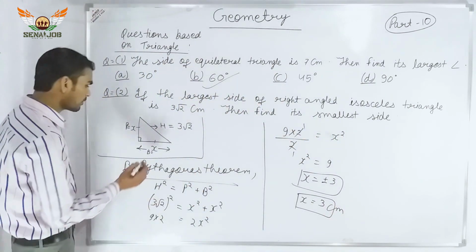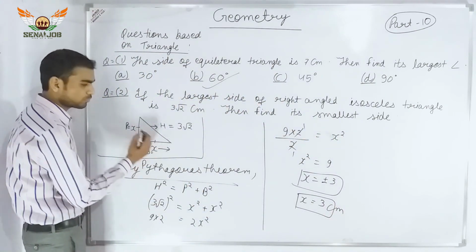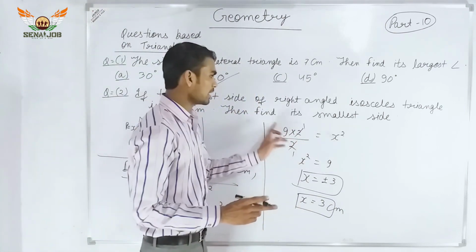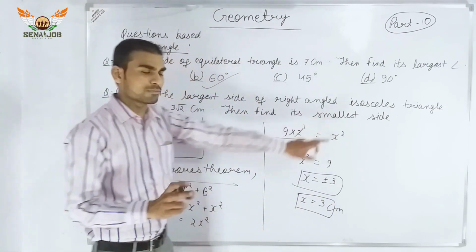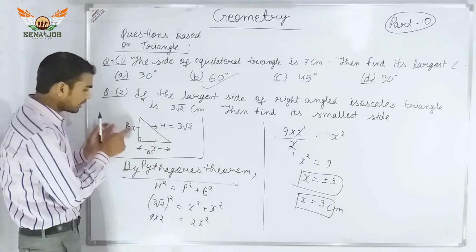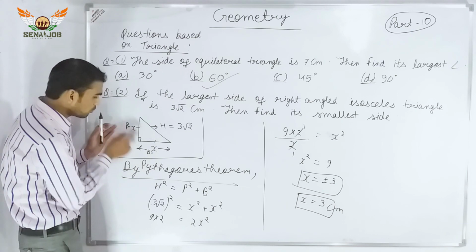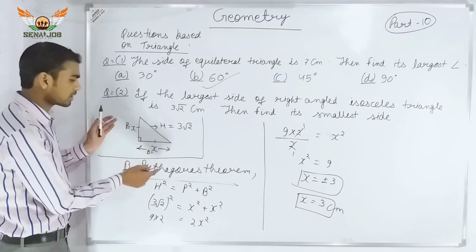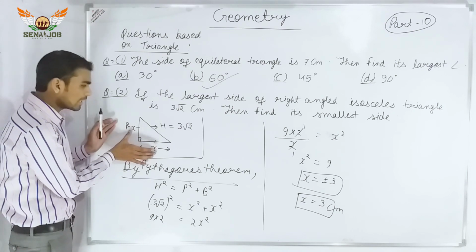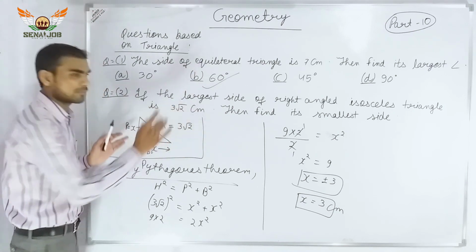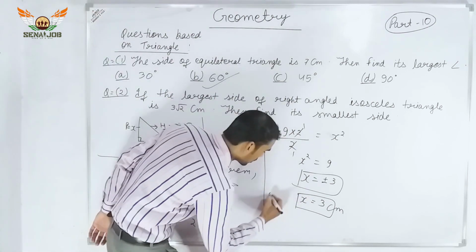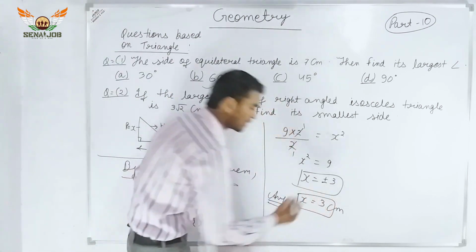Okay. Now it means the perpendicular and base both will be 3 centimeter. So this is your answer. There is no smallest side. Again I am repeating, smallest means which is the smallest side, but perpendicular and base both are equal. So there is no smallest side. These will be equal, and both the sides will be less than hypotenuse. So both are small. So your answer will be 3 centimeter.